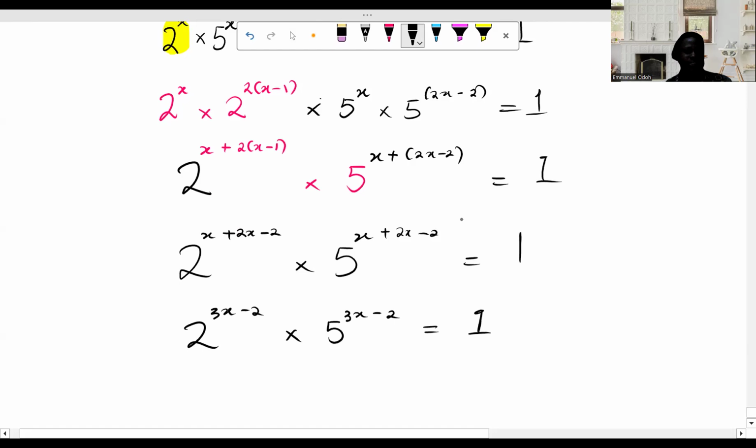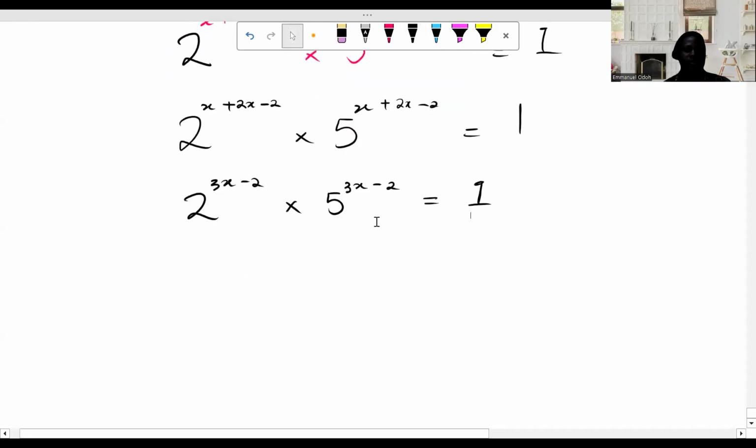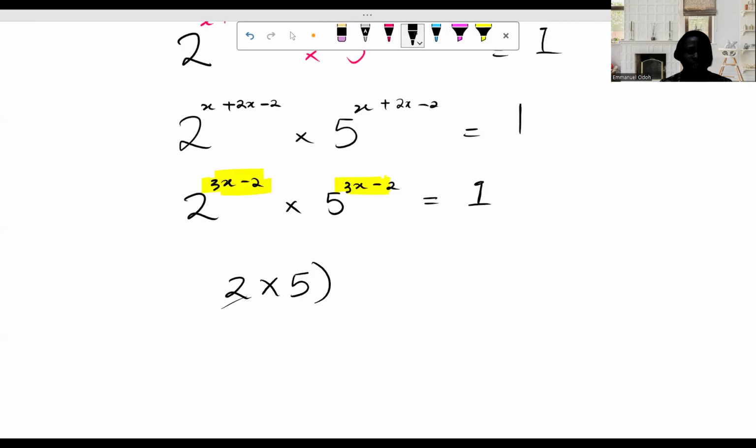What do you notice? They both have the same power. Excellent, that's a good observation. They have the same powers. So since they have the same power, we can just multiply the bases and just pick one of the powers.